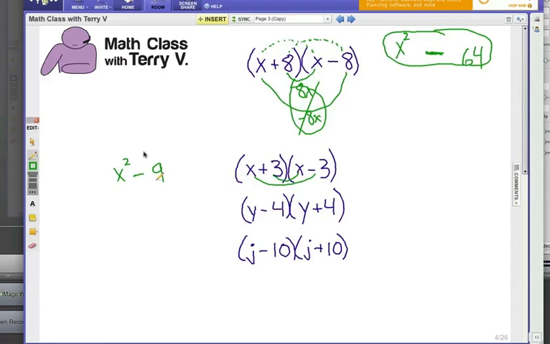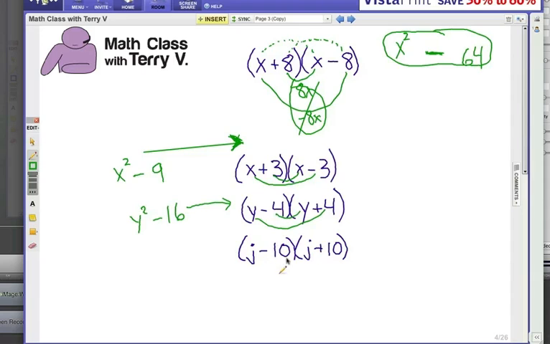Okay? If I go from this side to this side, that's called factoring. Now I have y minus 4, y plus 4. The only thing different are the signs, right? So these two would give me a negative 4y. These would give me a positive 4y. They would cancel out. No middle term. And the result would be y squared minus 16, a difference of perfect squares. So I would factor that as y minus 4, y plus 4.